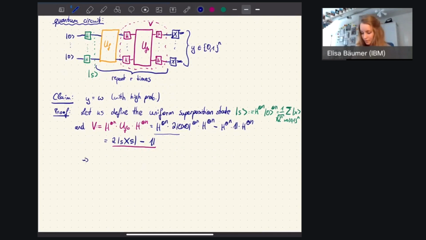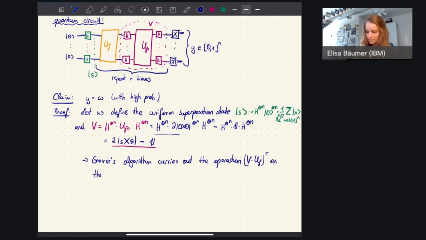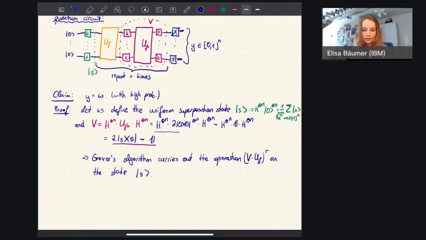So summarizing what Grover's algorithm does, if we look at the quantum circuit and at the definitions that we just did, Grover's algorithm carries out the operation V times U_F to the power R on the initial state, or on the superposition state S that we prepare in the very beginning, and to the power R because we're repeating it R times.